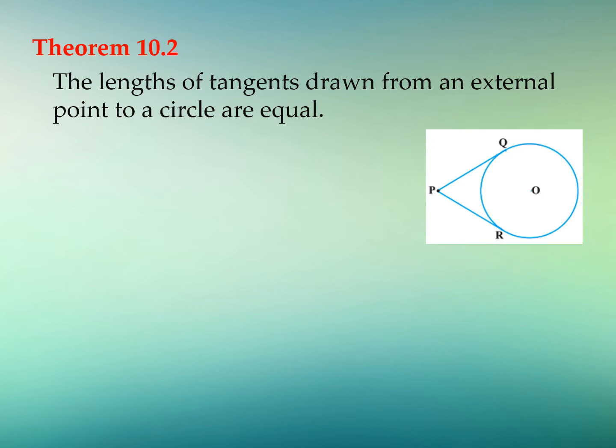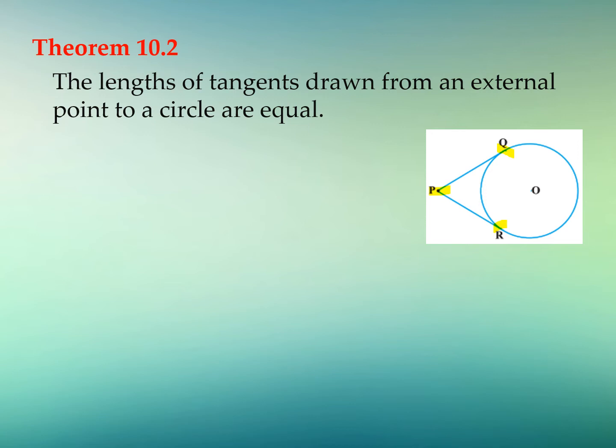Here is a diagram where I have taken the point P, which is outside the circle, or P can be called an external point, and the points of contact I have marked as Q and R. So I have the external point P and the points of contact Q and R. Now I need to prove PQ and PR are equal. So this is what I have to prove.